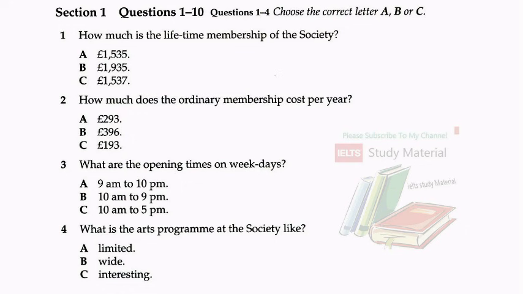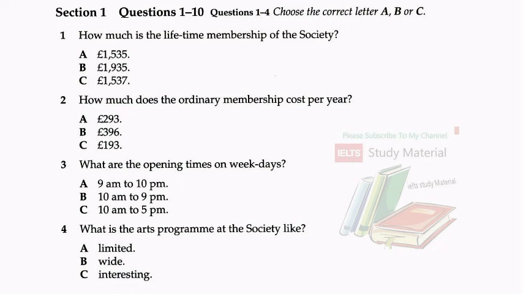The answer is A, so A has been circled. Now the test will begin. You should answer the questions as you listen, because you will not hear the recording a second time. Listen carefully and answer questions 1 to 4.